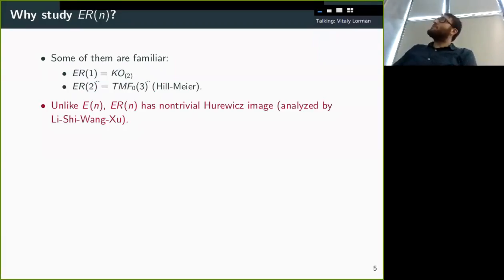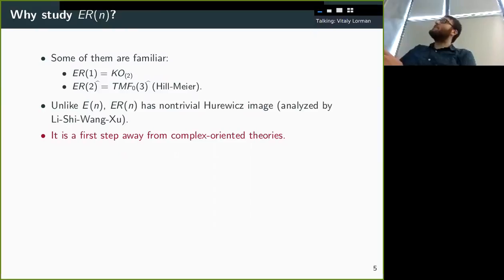One big reason they're interesting is that, unlike the Johnson-Wilson theories and unlike any other complex-oriented theory, the real Johnson-Wilson theories have non-trivial Hurewicz image. So they pick up classes from the stable homotopy groups of spheres. We already see that with ER(1), in that KO detects eta. And in general, the Hurewicz image in ER(n) for all n was analyzed recently in a nice paper by Guchuan Li, Danny Shi, Guozhen Wang, and Zhouli Xu. So there's interesting stuff from the stable homotopy groups of spheres in them.